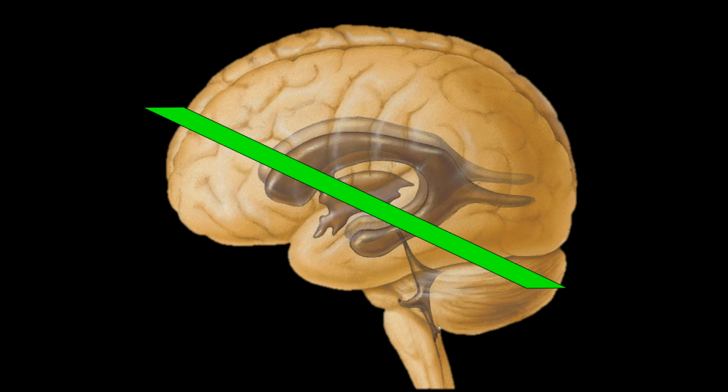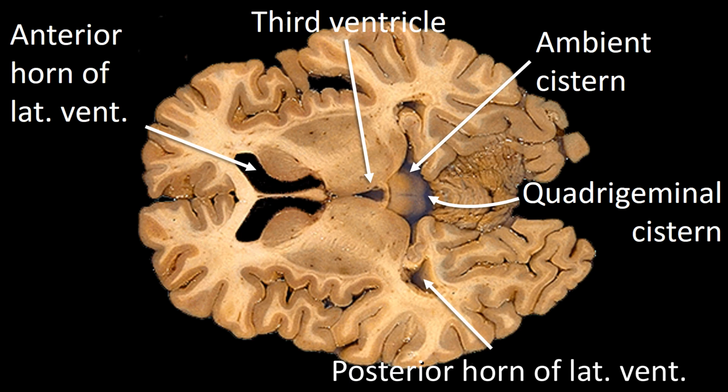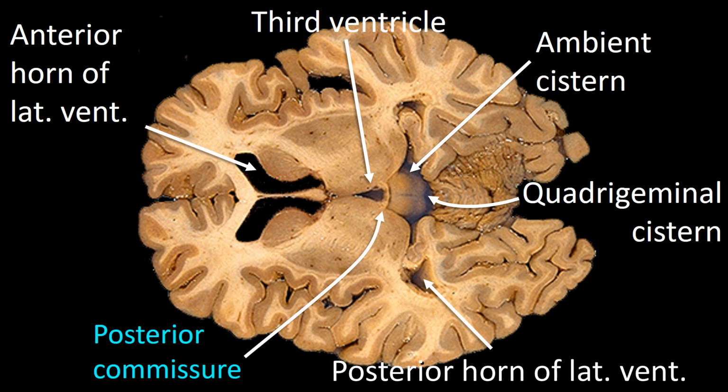This new cut is angled down and posteriorly. In it, we see a similar ventricular configuration and slightly more cerebellum. We see the quadrigeminal and the ambient cistern at the lower level. We also see the posterior commissure. The posterior commissure at this level forms the posterior border of the third ventricle.